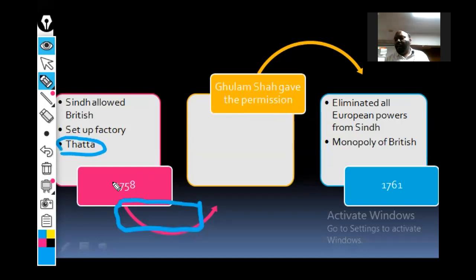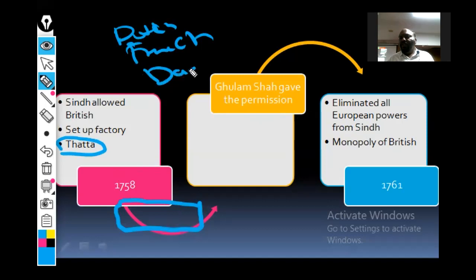When the British got the opportunity to start, what did they do? They started to eliminate all other powers. Who are the other powers? Dutch, French, then Danish, then Portuguese, everybody. So Dutch, Danish, French, everybody was eliminated. But the Portuguese were eliminated in the Battle of Swally, 1612.